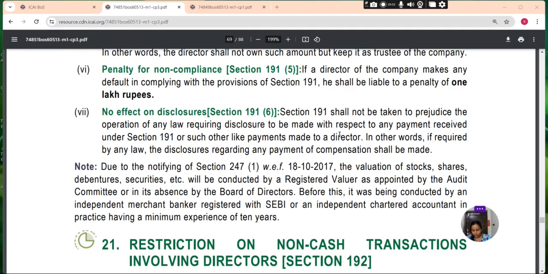Due to the notifying of Section 247, the valuation of stock, shares, debentures, security will be conducted by the registered valuer as appointed by the audit committee or in its absence by the board of directors. Before this, it was being conducted by an independent merchant banker registered with SEBI or an independent chartered accountant in practice having the minimum experience of 10 years.